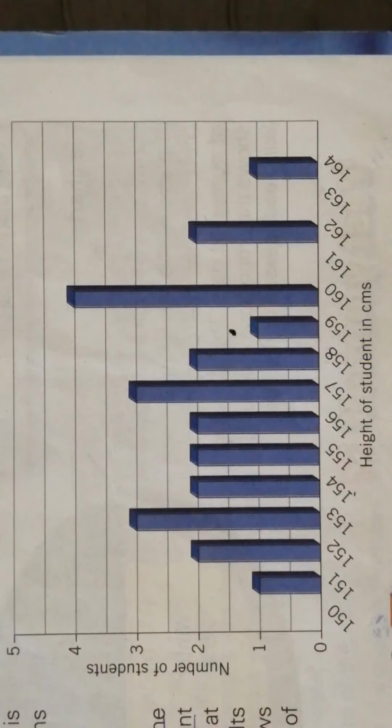On the x-axis, the height of students in centimeters is given. So according to the first part, what is the smallest height? किस बच्चे की height सबसे छोटी है? So try to find out the size of the bar. So which bar do you select as the smallest one?